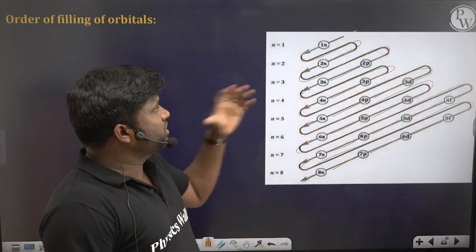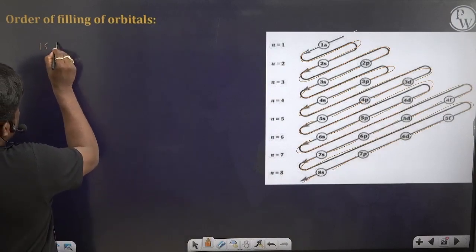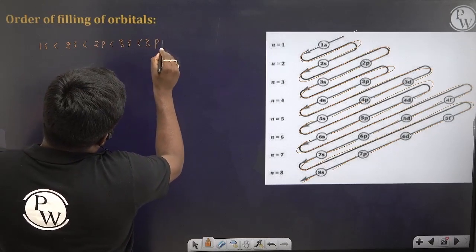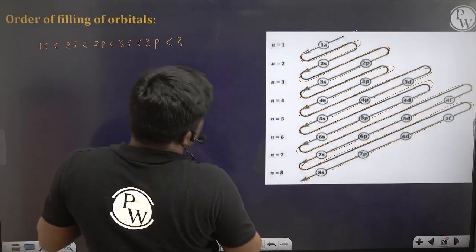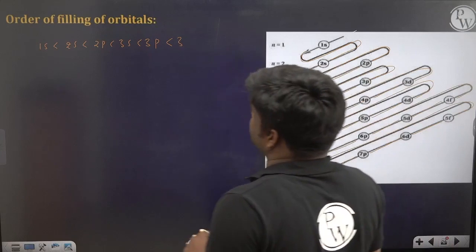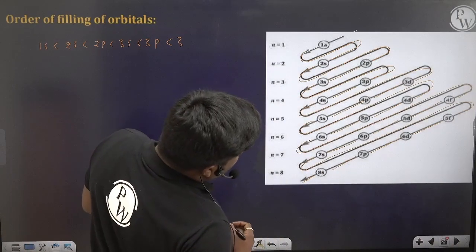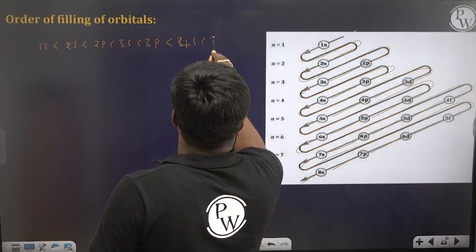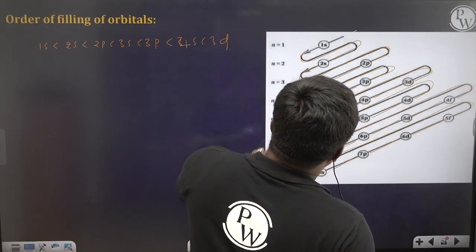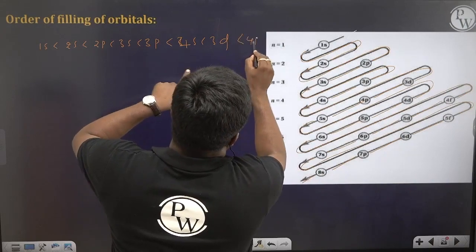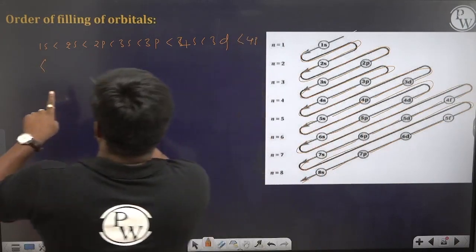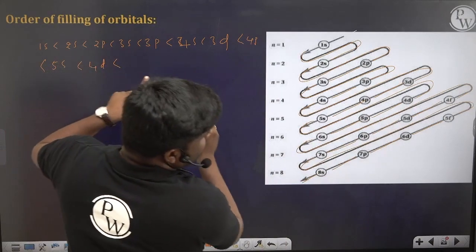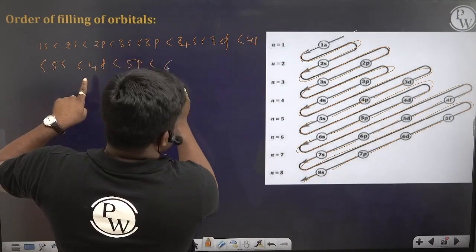The electrons will be filling in this manner. From this we can write: 1s is less than 2s, less than 2p, less than 3s, less than 3p, less than 4s, less than 3d, less than 4p, then 5s, less than 4d, less than 5p, less than 6s. Like this, the energy order.